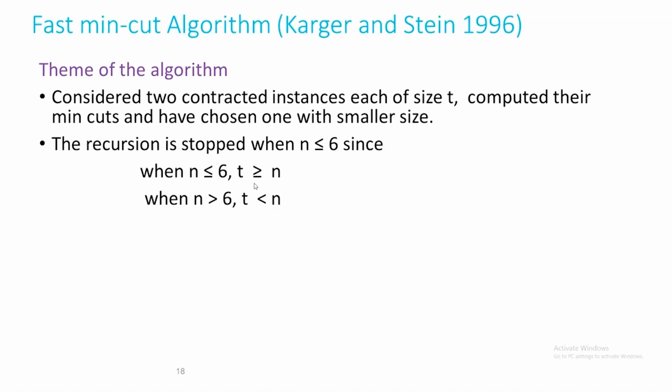Up to 6 it is true, correct. But when n is greater than 6, what happens? T will be less than n. So, when n is less than or equal to 6, contracting up to T vertices is not possible, since T may be greater than n. So, the contract algorithm is not applicable there, since we are imposing the condition that while the cardinality of V is greater than T, you do this, and that is not applicable. That is the reason we choose the base case as n less than or equal to 6. Got the idea?